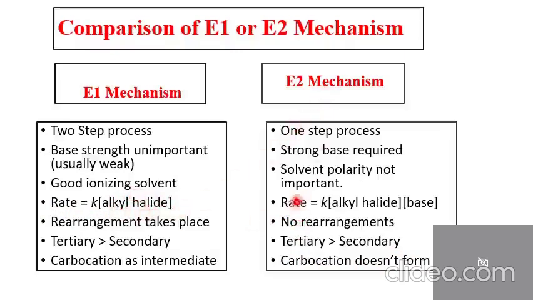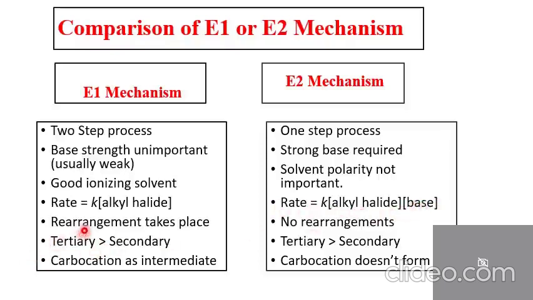While in E2 mechanism, the rate of reaction depends on the alkyl halide, that means the starting material, reactant or substrate, as well as the concentration of base, because it is only a one step process. Therefore, the rate of reaction depends on two species, hence it is called a bimolecular reaction.